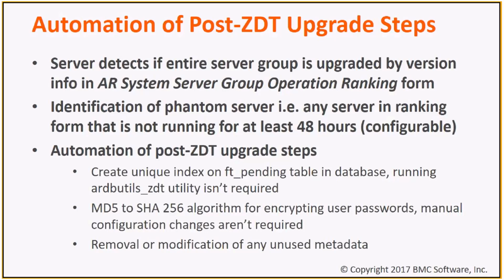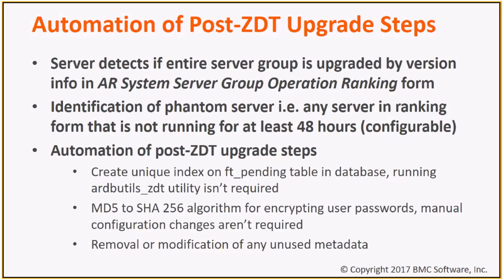Now we have introduced a mechanism in the server itself by which a server will be able to detect whether my entire server group got upgraded to a newer version or not. For that we have introduced new version columns in the ranking form. So an admin server will keep on watching the ranking form and the versions for every server. But it's possible that there may be some servers which are phantom. By phantom server, I mean that in a ranking form, there is a server which is listed, but it has never come up for more than 48 hours. So we treat such a server as a phantom server.